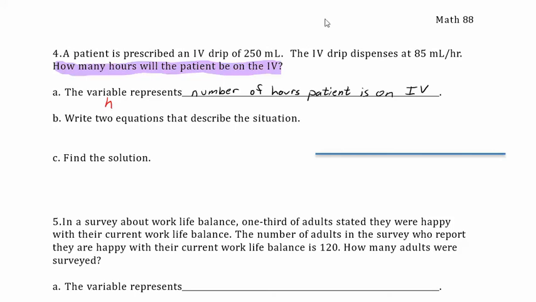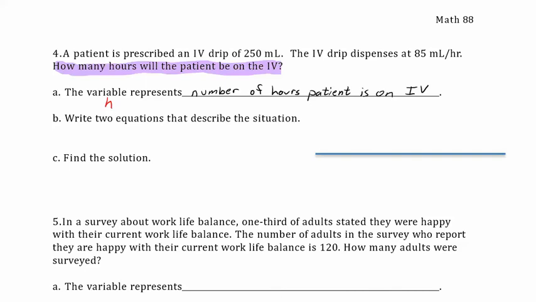All right, let's see if you've got your variable defined. How many hours will the patient be on the IV? That's what we don't know. So we want the variable to represent the number of hours the patient is on the IV. I'm going to choose H to be hours. If you picked a different variable, that's fine, no problem.